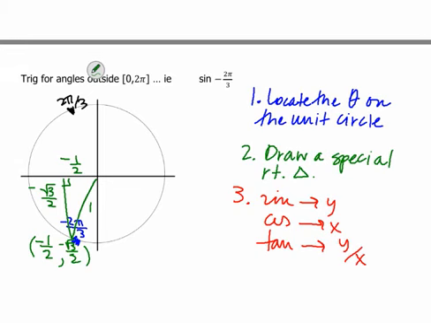Okay? And then I'm going to say, well, sine corresponds to the y coordinate. So that's this guy right here. Maybe you could talk about it as the opposite over the hypotenuse. Either way, it's going to be negative root 3 over 2. Alright, so now I'm going to do a few more examples.